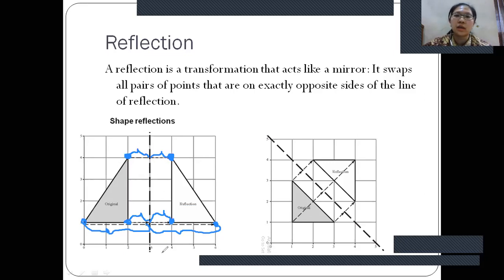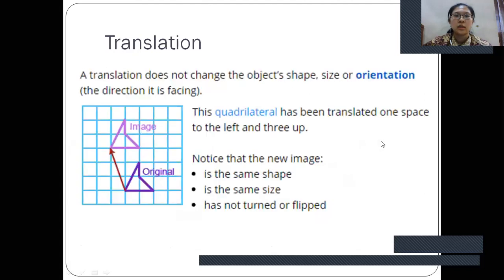This is a vertical mirror line. In a horizontal mirror line, the same characteristic applies. In this diagonal mirror line, it's also the same. So you can see, you imagine, if you fold this line, these two figures will meet each other. So this point is half a box away from the mirror line, so the reflected object is also half a box away. So the distance must be consistently the same. That's reflection.